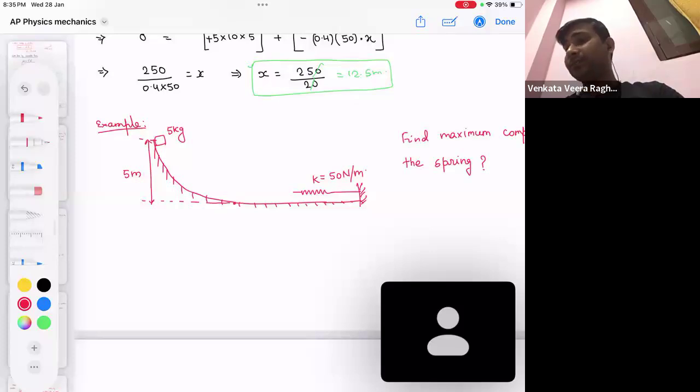Understood? So please tell me, just apply this equation and tell me how much is that coming. Apply it and tell me how much is this coming. Work this out, maximum compression in the spring. Tell me.